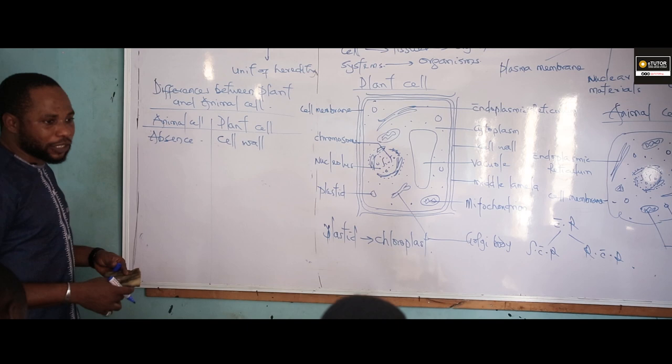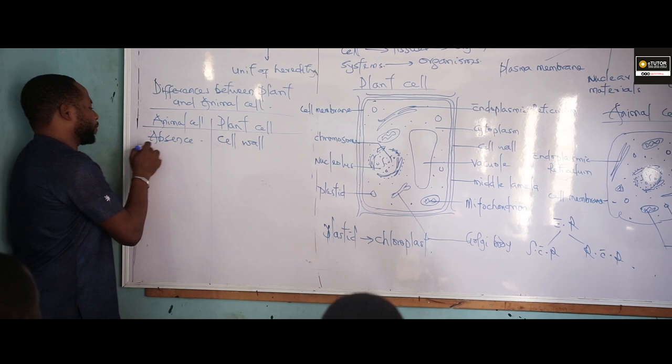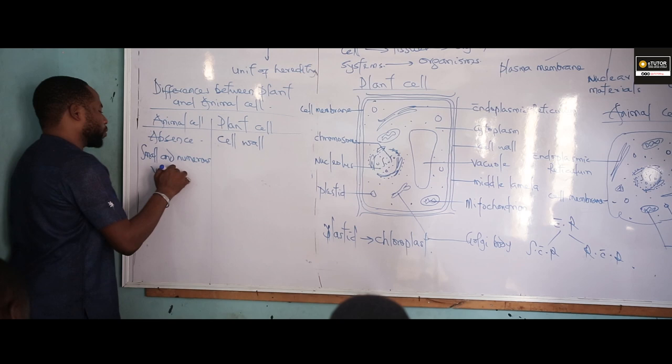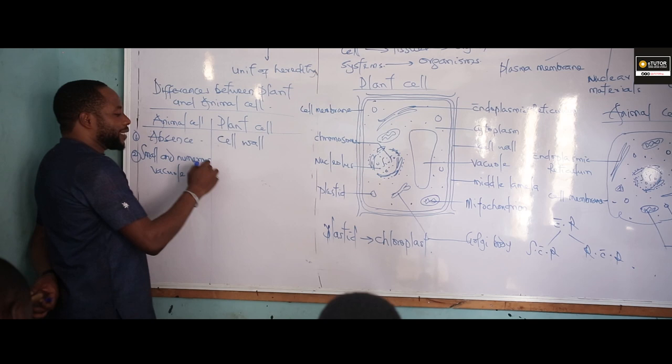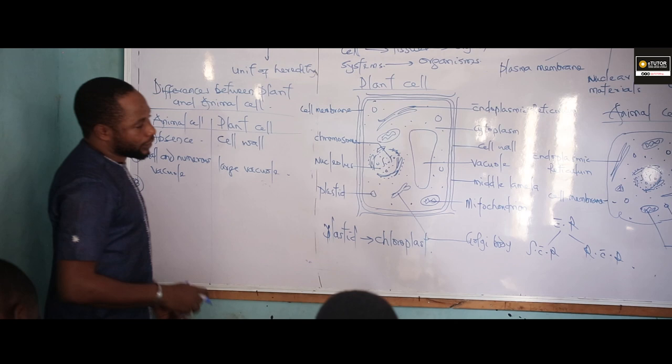In plant cell, we have what? Vacuole. It is very large. Are you getting me now? But in animal cell, we also have vacuole, but they are small and numerous. So in animal cell, we have small and numerous vacuole. This is one. This is two. But in plant cell, we have large what? Vacuole. We have large vacuole. Do you understand that? Number three, what other thing can you see?